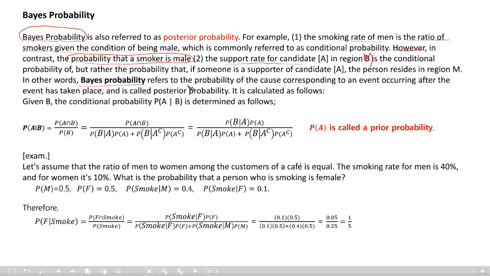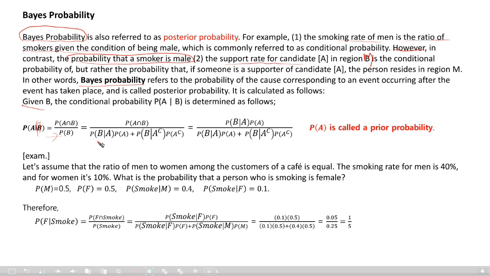Bayes probability refers to the probability of the cause corresponding to an event, occurring after the event has taken place, and is called posterior probability. It is calculated as follows. Given B, the conditional probability of A is determined like this. You saw this formula, probability of A intersection B over probability of B, where B is given. Then that is it.